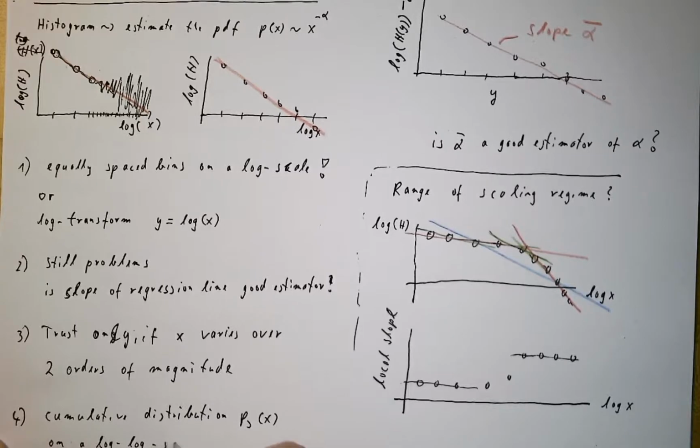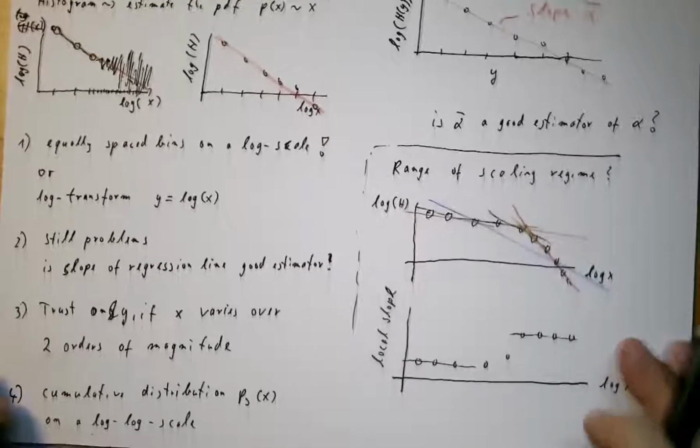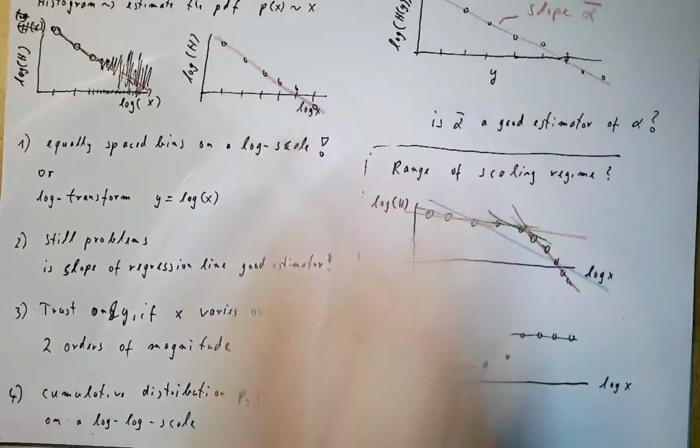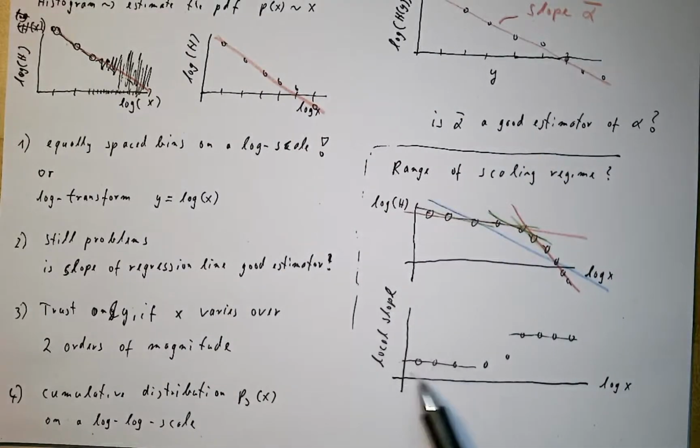On a log-log scale, and see if you still have a straight line. Very often the cumulative distribution is more sensitive, and we will see later why this might be the case. If the cumulative distribution also follows a straight line, and you can make this local slope analysis also for the cumulative distribution on a log-log scale, then you are more sure that you are dealing maybe with a real power law.